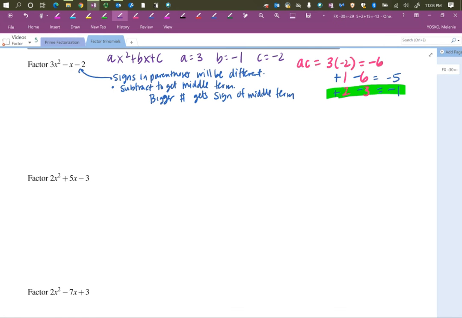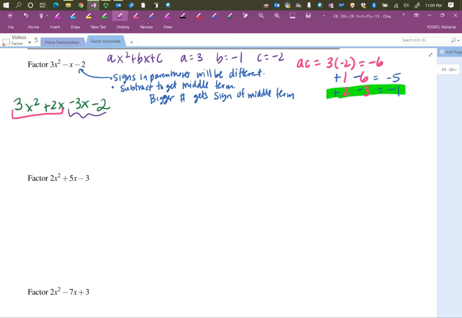So we're going to rewrite 3x squared minus x minus 2. Instead of 3 terms, we're going to make it with 4. So 3x squared plus 2x minus 3x minus 2. What we've done is rewritten this negative x as a combination of 2 terms. Now we're going to factor by grouping. We're going to group the first pair together and the last pair together.